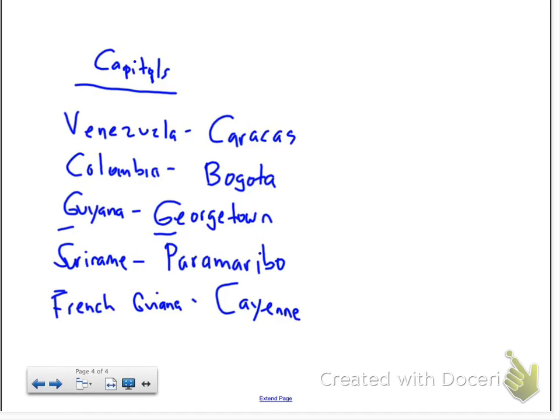And then if we talk about French Guiana, who rules French Guiana? They're not independent. Sarah? Okay, so there's your capitals. You're going to need to know the capitals, and you're also going to need to know who rules French Guiana.